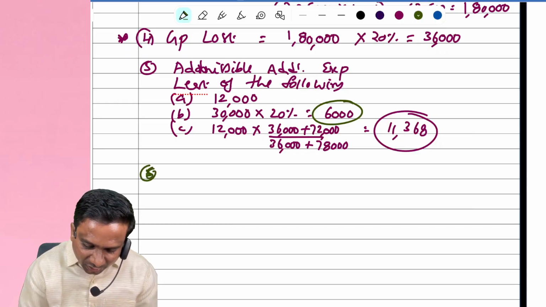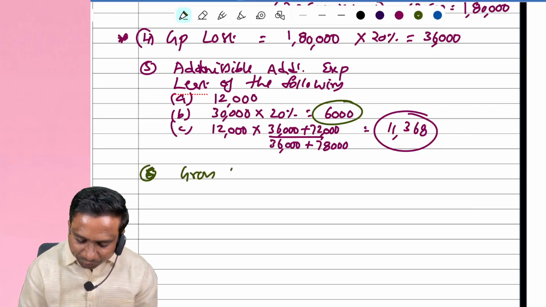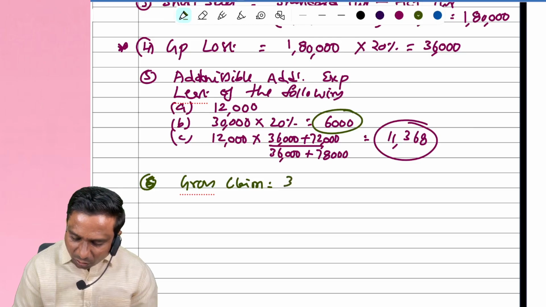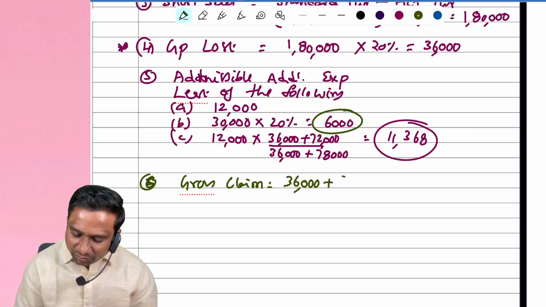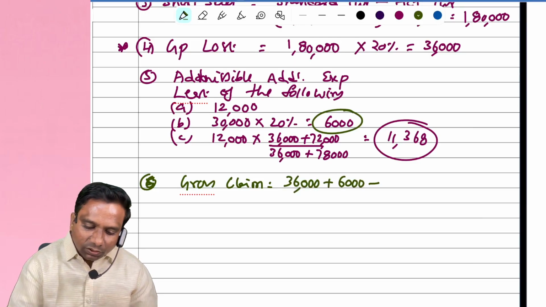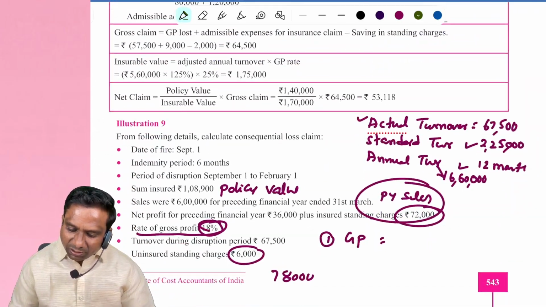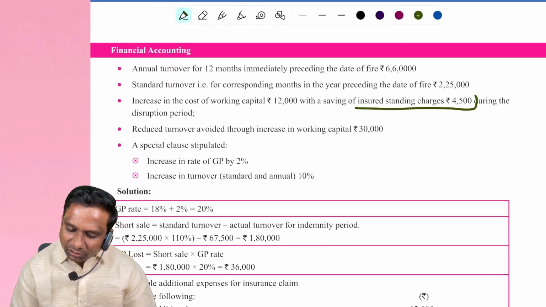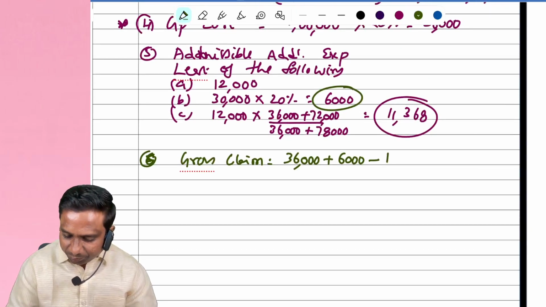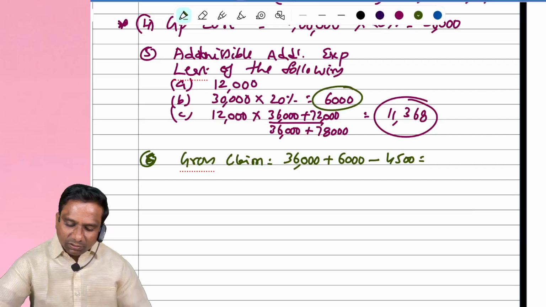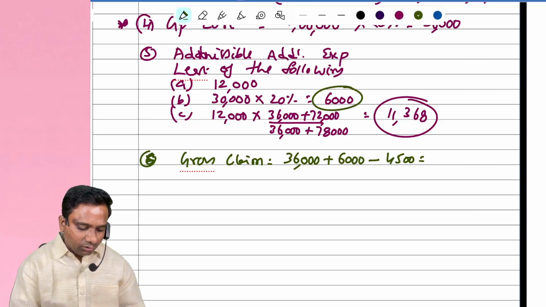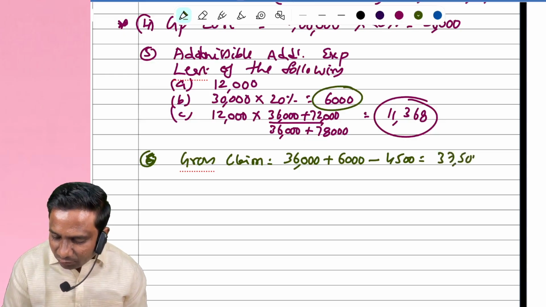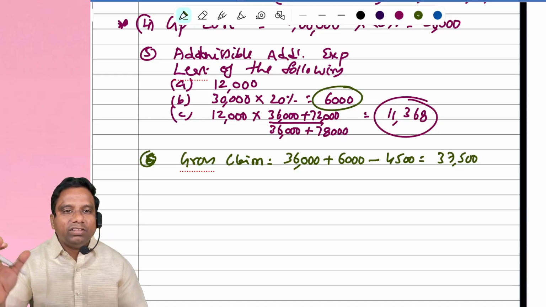So next step we can calculate gross claim. Gross claim formula we know. GP lost 36 plus admissible expenses 6,000, and they said how much expenses they saved. Insured standing charges saved 4,500. Means 36,000 plus 6,000 minus 4,500. Actually, we request the insurance company to pay 37,500.